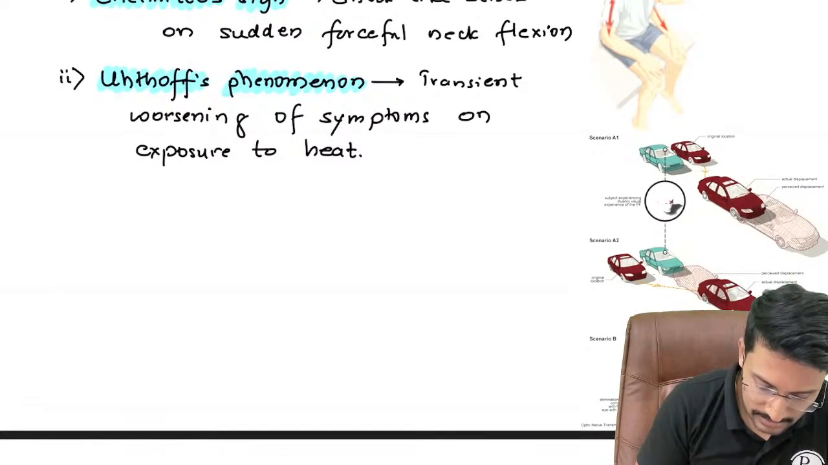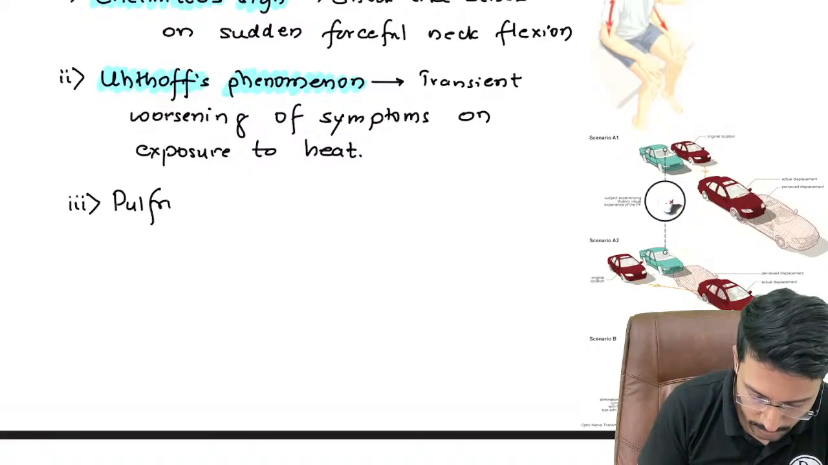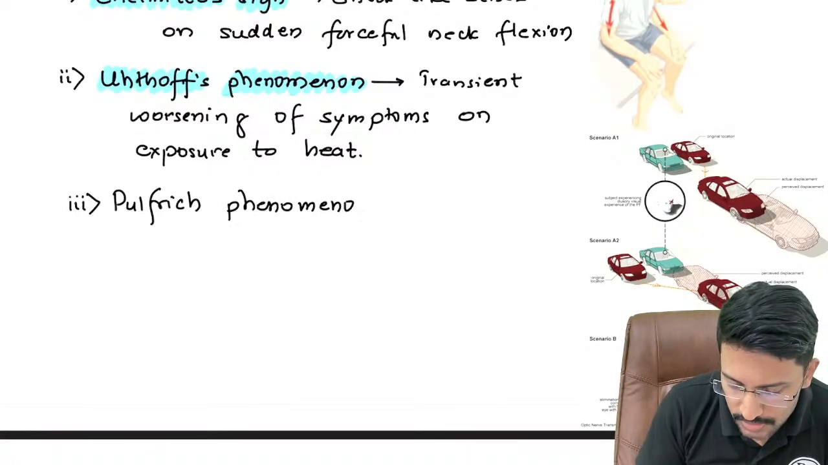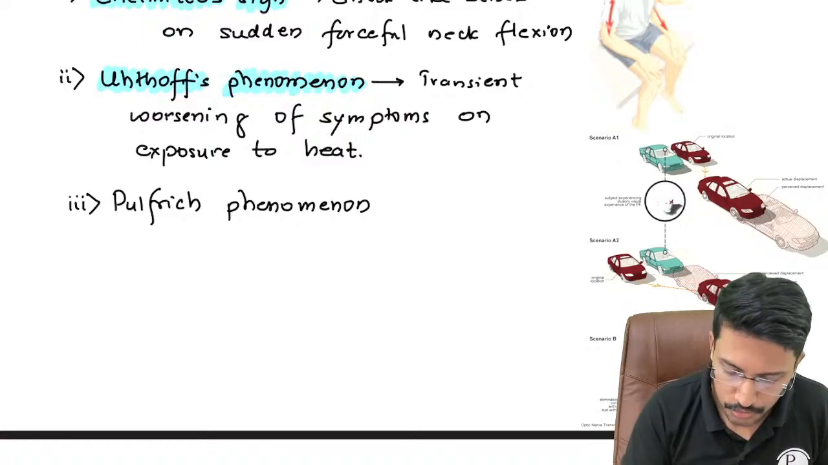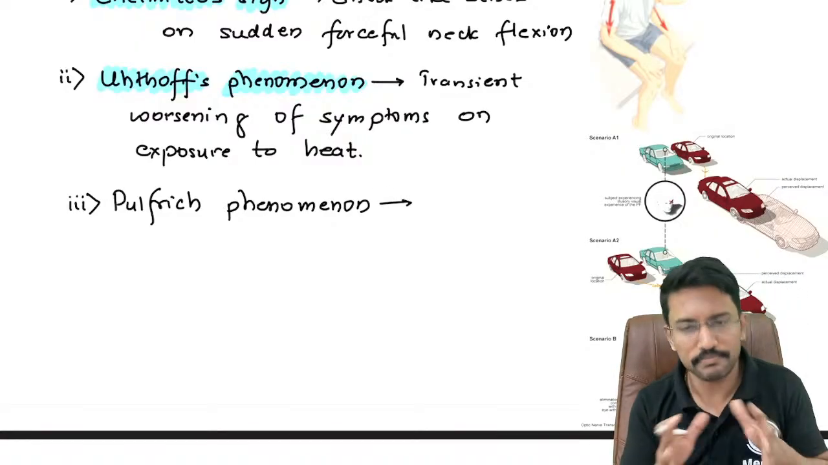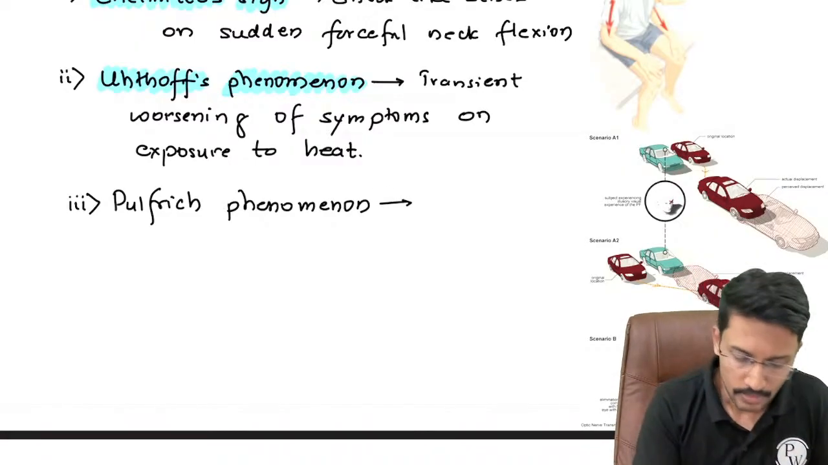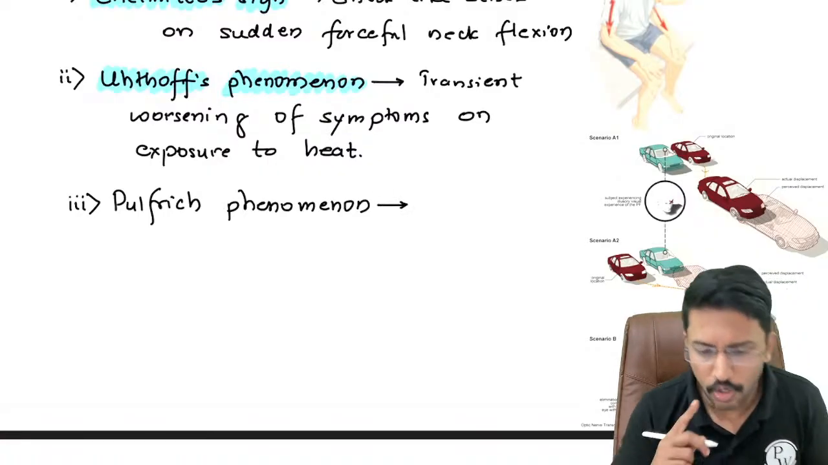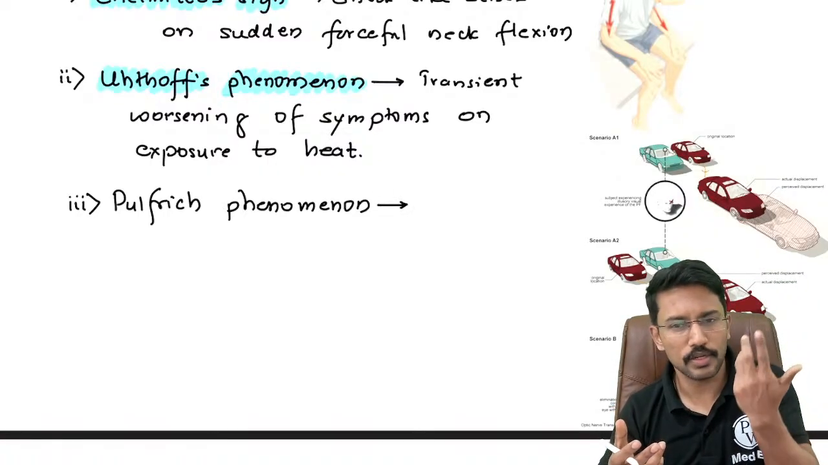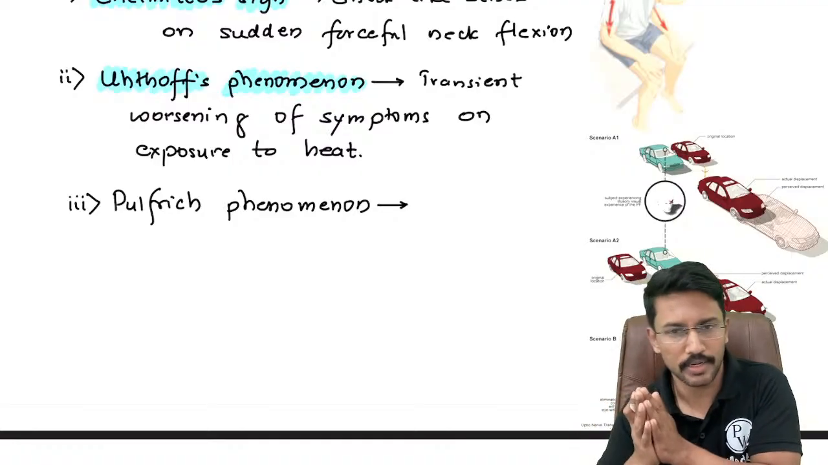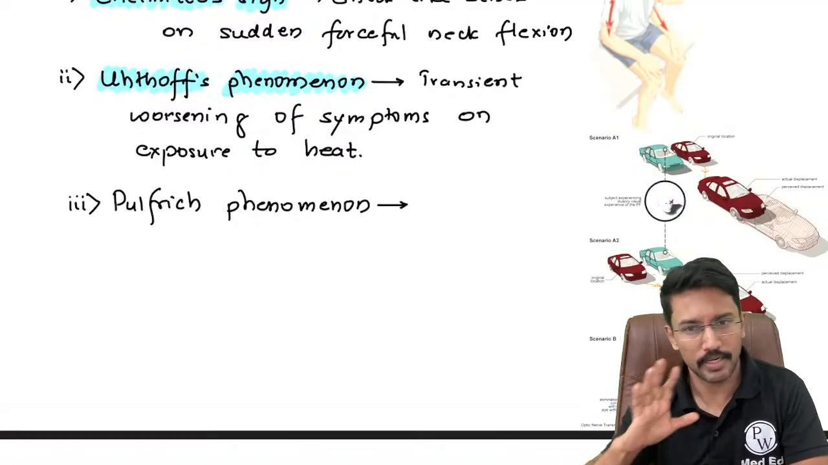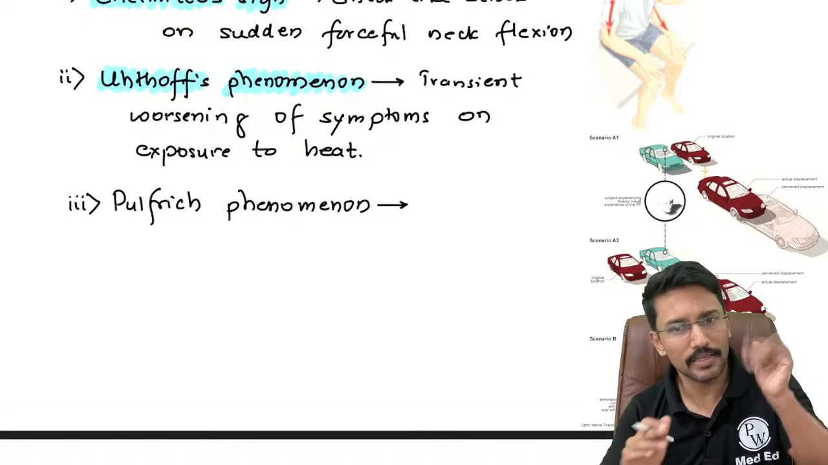Then the third ancillary symptom that we should remember is the Pulfrich phenomenon. An ophthalmologist is a better teacher to teach you about the Pulfrich phenomenon, but I will try to make it simpler from my side. Let us think about a person who has demyelination of one of the optic nerves, because multiple sclerosis usually causes unilateral optic nerve demyelination. So let us say my right eye has optic nerve demyelination. My left eye is fine.